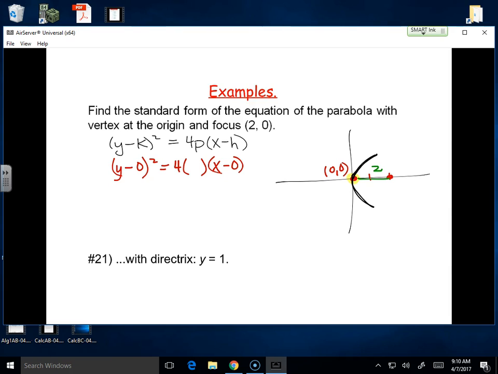P is sometimes positive and sometimes negative depending on which direction it's headed to the focus. Is it going positive to the focus or negative to the focus? Positive, because it's going to the right from the vertex, so we're going to make it a positive P. Now you can always double check because when you simplify, didn't we talk about yesterday how a right-facing parabola is supposed to be positive anyway?